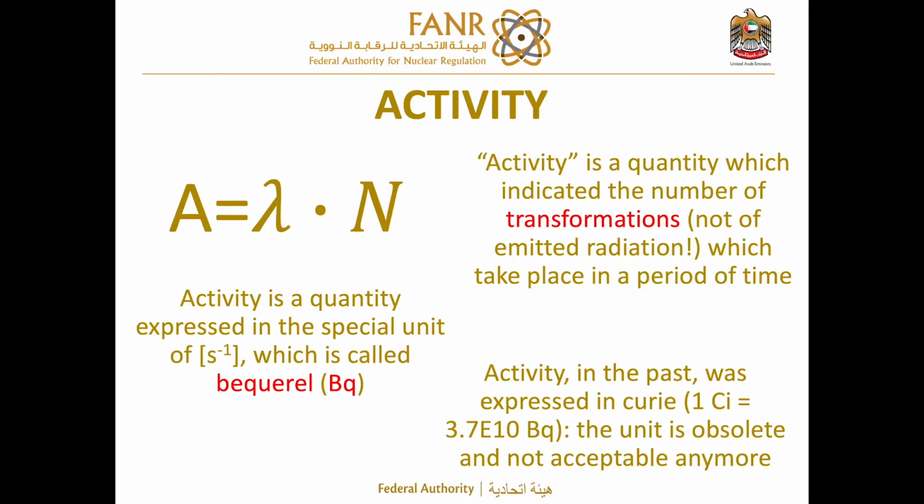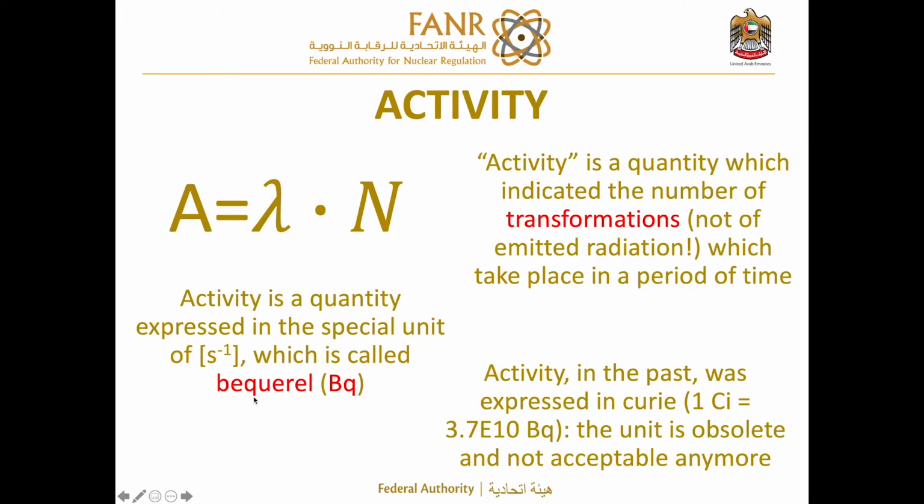Activity is a quantity which indicates the number of transformations, not necessarily the number of radiations emitted. If in one transformation, remember the cobalt-60, more than one radiation is emitted, then one transformation will lead to more than one emission of radiation. The number of transformations is expressed in a quantity which is called, in the international system, becquerel. Remember that units are written in small caps, even names like becquerel, but when you use the actual symbol, it is a capital B and Q, Bq.